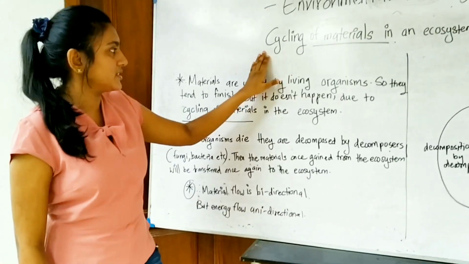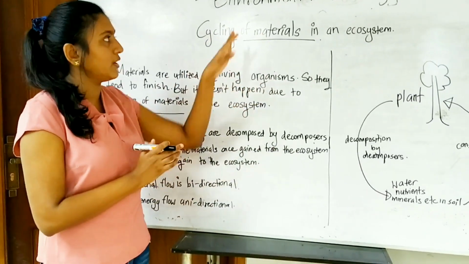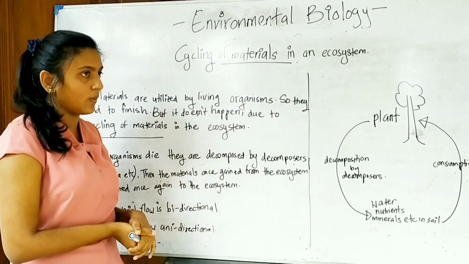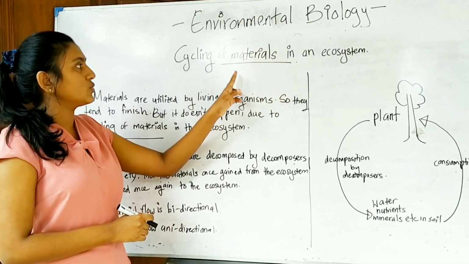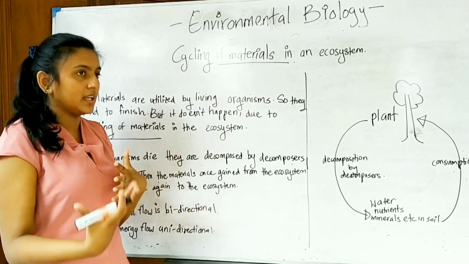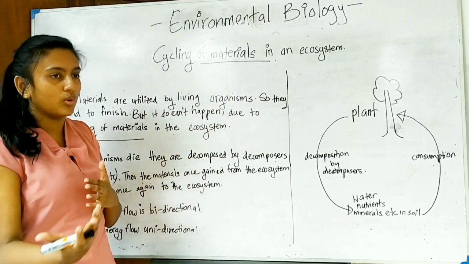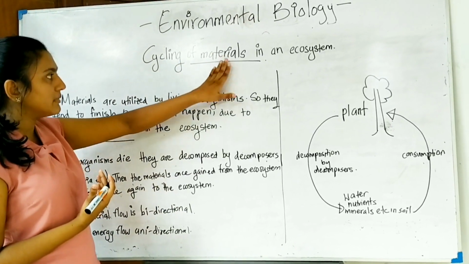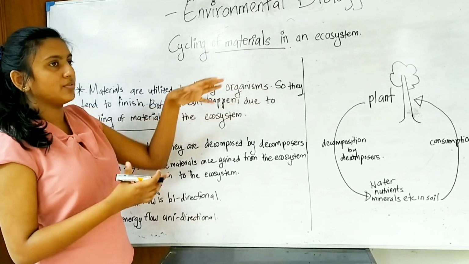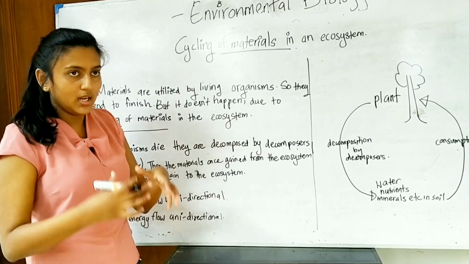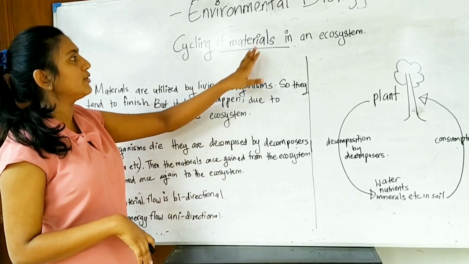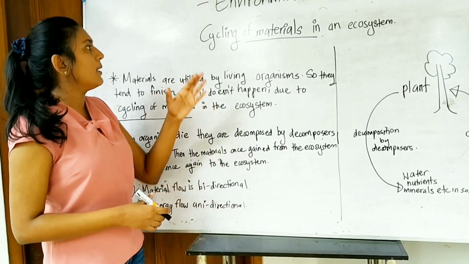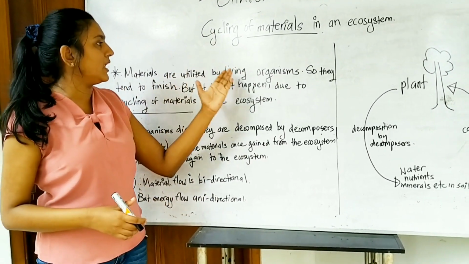The next part, actually the last part of the first part of environmental biology, is cycling of materials in an ecosystem. Materials means water and nutrients, the components in an ecosystem. These materials are very important for the survival of living organisms. Living organisms should definitely use these materials in order to survive. They should utilize these materials. So materials are utilized by living organisms.